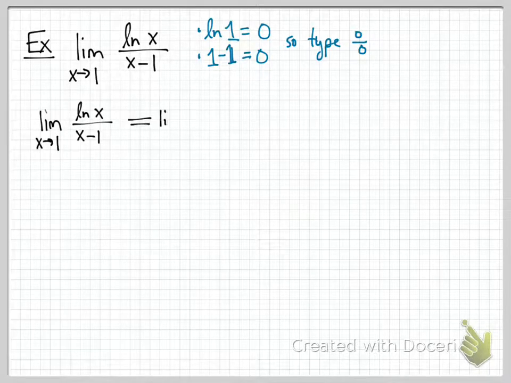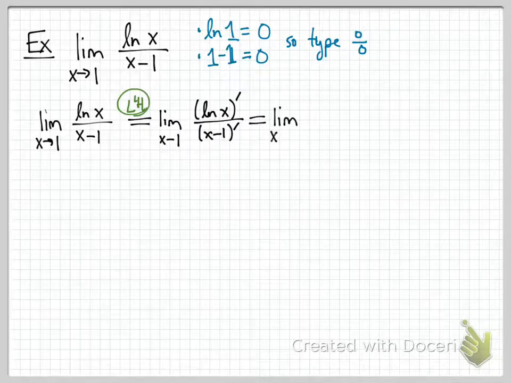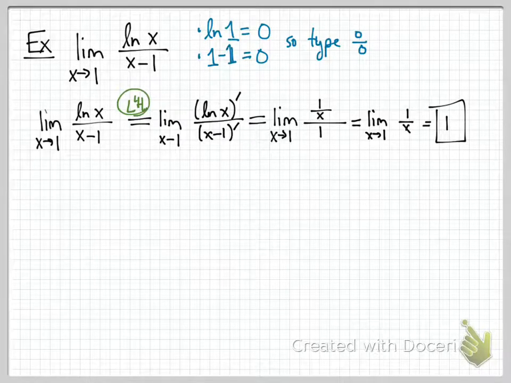That means that this limit that we want to do, we can replace with the limit of the derivative of the top thing over the derivative of the bottom thing. That is L'Hopital's rule, so I'll put a little L apostrophe H to indicate that I'm using L'Hopital's rule at that step. So I just replace the numerator with its derivative, I replace the denominator with its derivative, and that's L'Hopital's rule. The derivative of natural log x is 1 over x, the derivative of x minus 1 is 1, so I've really just got the limit as x approaches 1 of 1 over x. That's easy, that's 1. So this limit works out to be 1, this indeterminate limit.